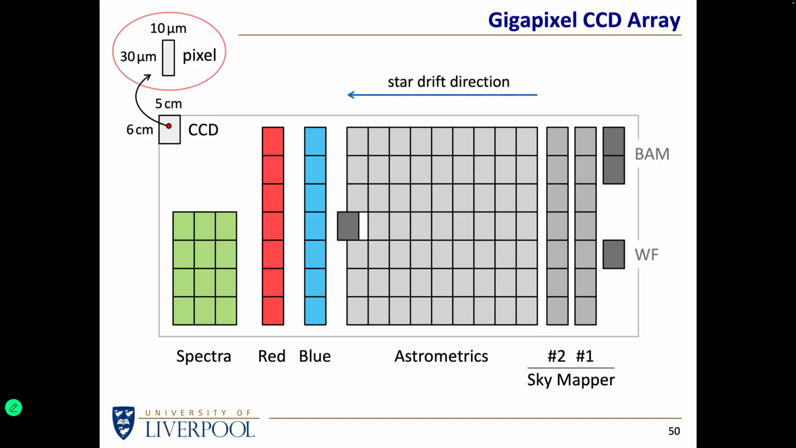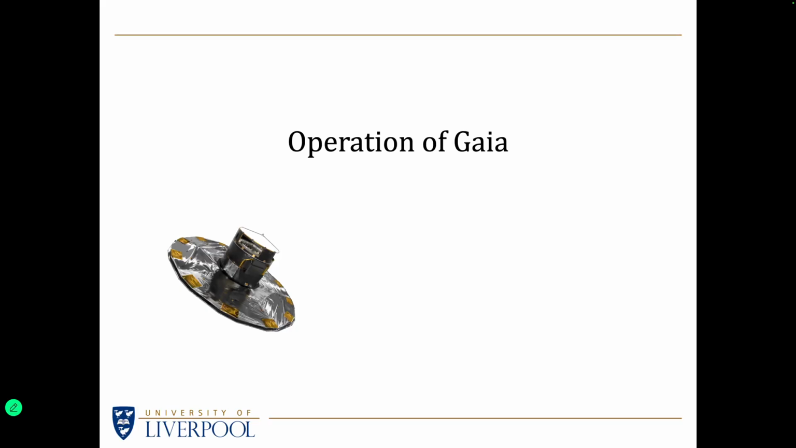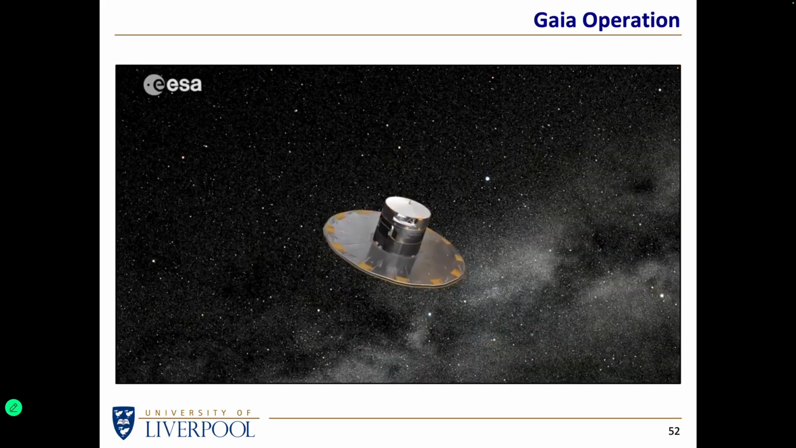And the star direction, in terms of the drift direction for this particular cartoon, is from right to left. To give you an idea of times, it takes about 4 seconds for the star to drift across one of the CCDs. So it takes maybe a minute for the star to drift across the entire gigapixel CCD array. So let's have a look at the operation to see how it actually works in practice.